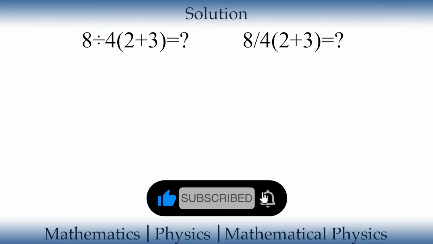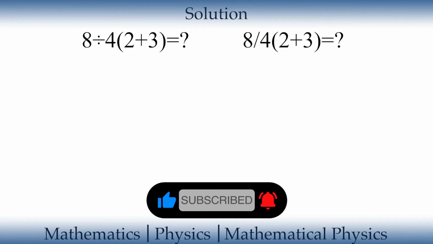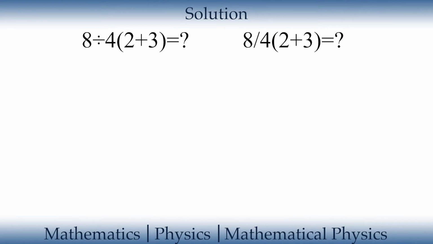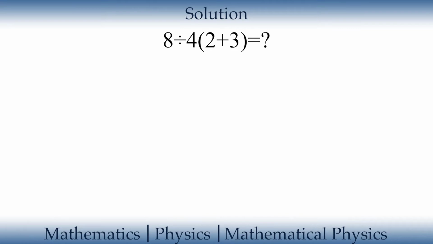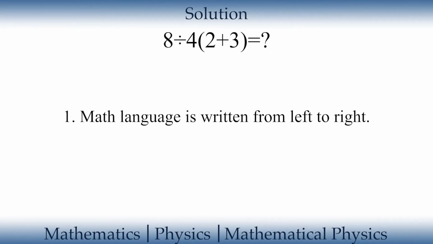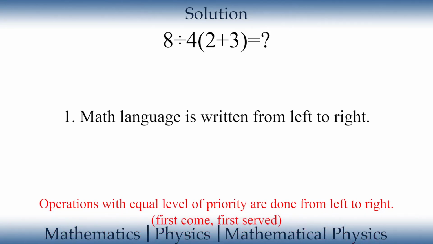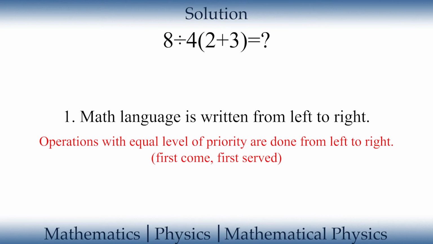Before finding the answer for these expressions, I have to mention that these two expressions are equivalent. The division and slash signs mean the same. In order to solve these kinds of problems, we must take into account 3 points. First, math language is written from left to right. This means that we should read the mathematical expressions from left to right, also implying that, if the levels of priority of some mathematical operations are equal, or if there is no specified order of operating, we have to do the operations in order from left to right.